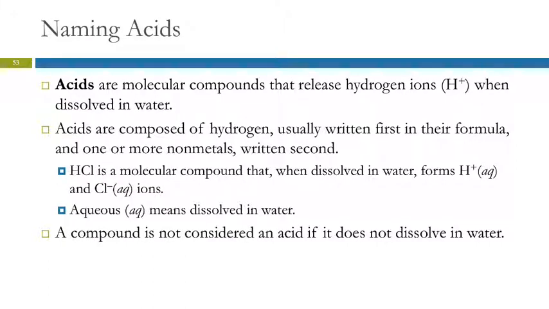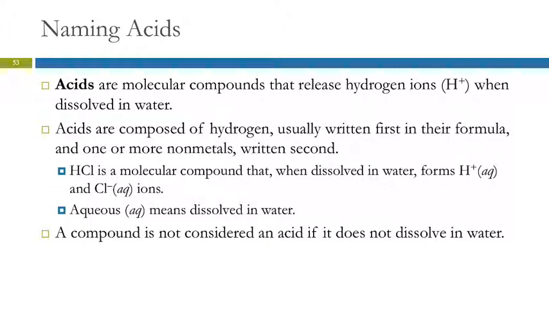So acids. This is the third category of compounds we need to learn how to name. So what is an acid? Acids are molecular compounds that release hydrogen ions when dissolved in water. There are some other definitions, but that's the one we're going to work with right now.